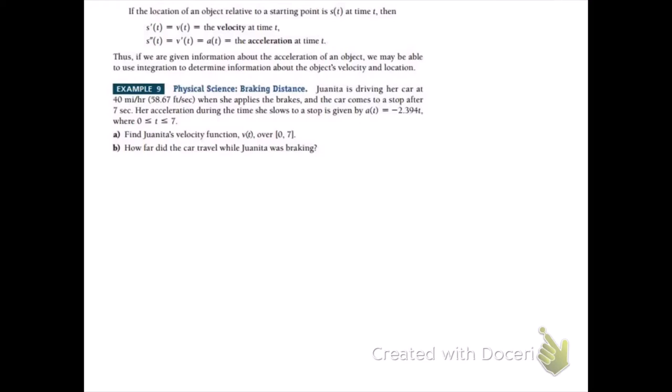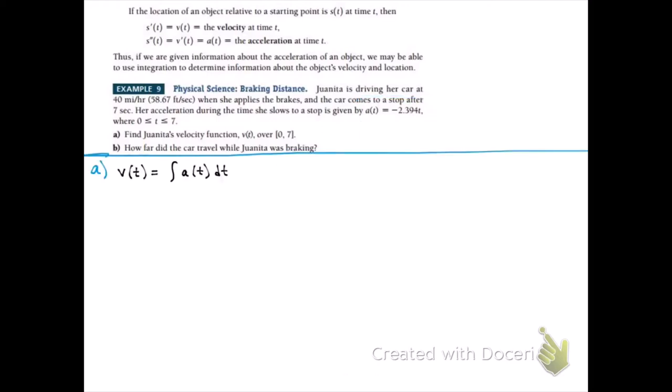So in this example, we have Juanita who's driving her car. She applies the brakes and the car comes to a stop. It takes 7 seconds for the car to come to a stop. And we're given a function that tells us the acceleration of the vehicle during this time period. So we're given the acceleration function. So in part A, we want to find the velocity function.